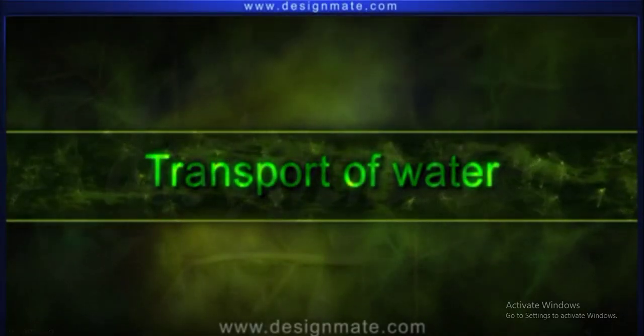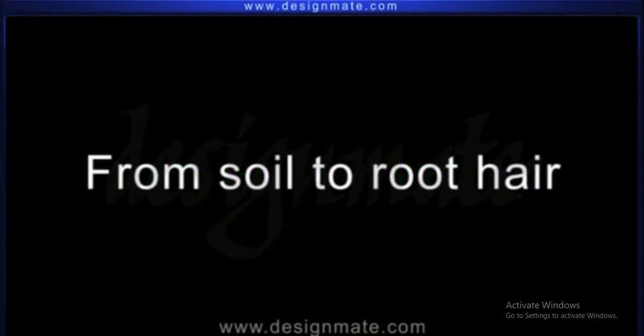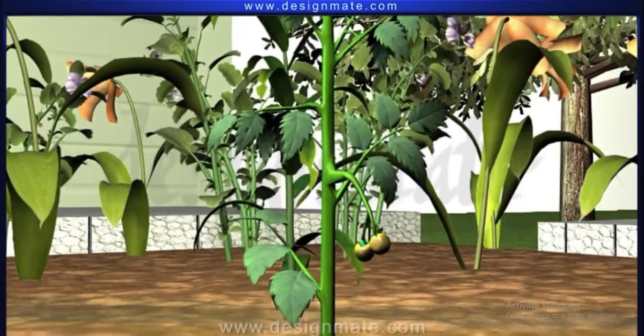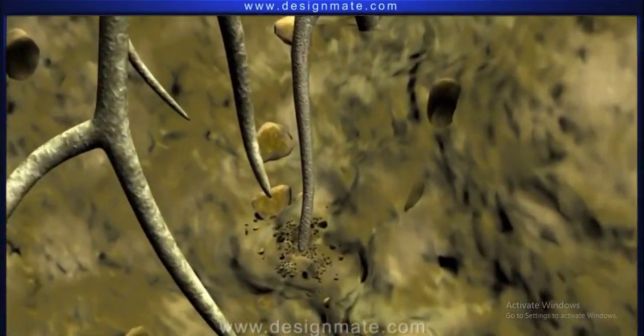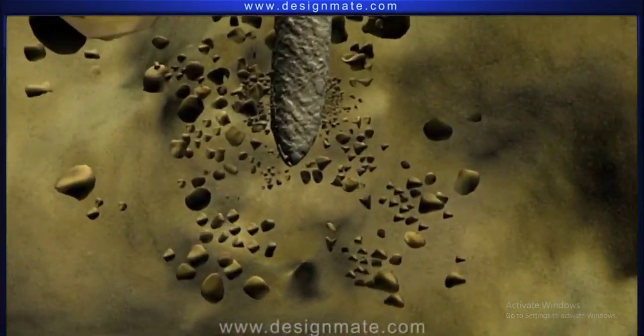Transport of water from soil to root hair. Plants absorb water from the soil.